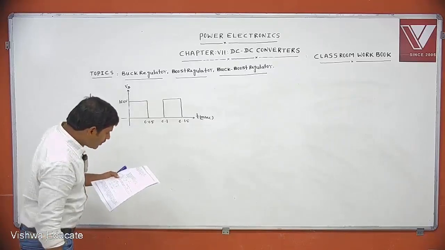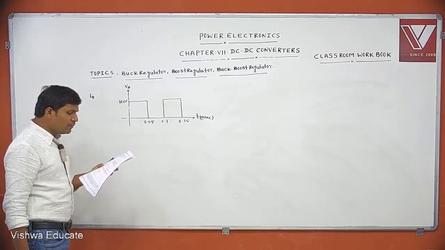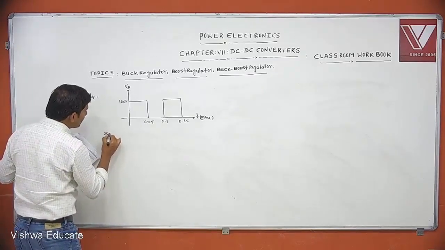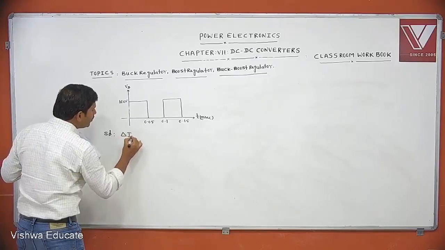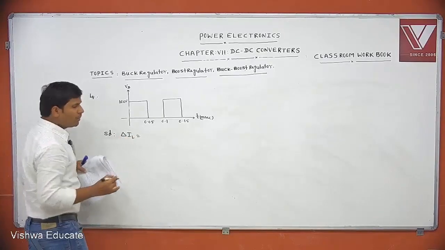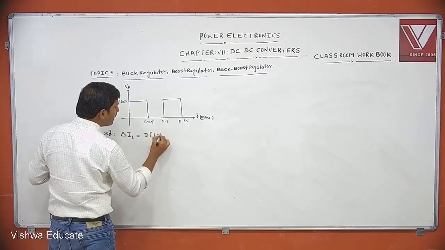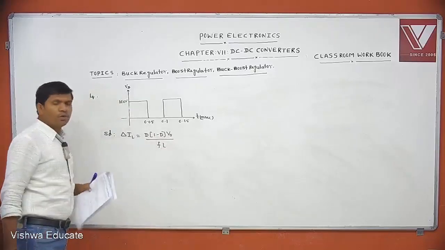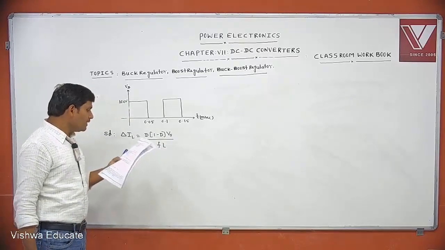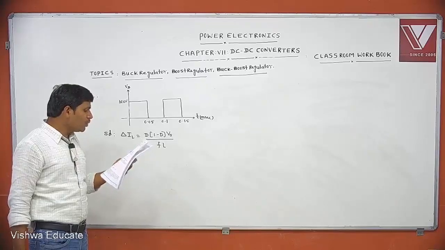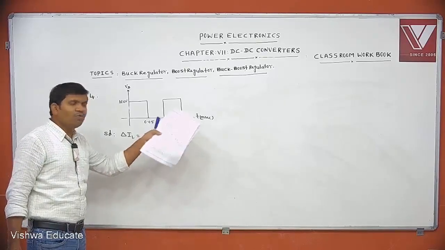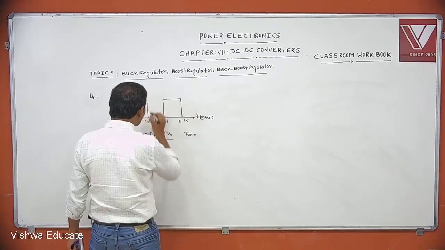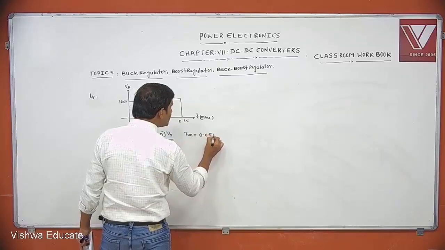The given chopper is a step down chopper, and you want to find the peak to peak ripple current in the inductor. The formula for the peak to peak ripple current delta IL is D into (1 minus D) into Vs by fL. This formula you know. Frequency is not given, but to calculate it, this waveform is given. From this waveform, the on time equals 0.05 milliseconds.